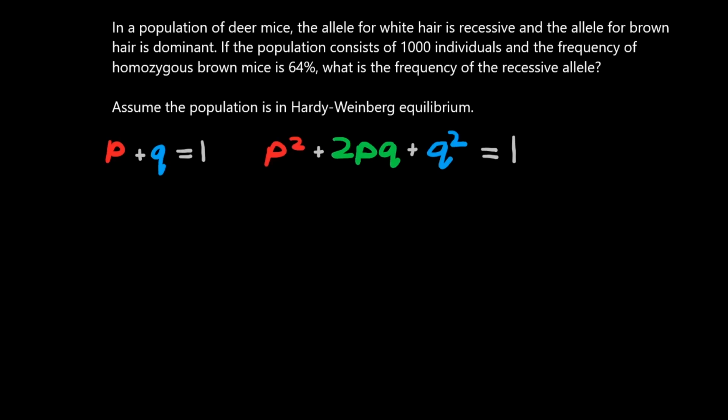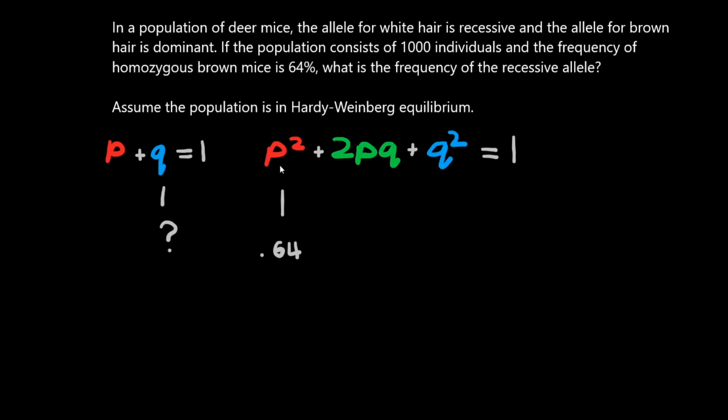I'm just going to rush through a bunch of problems here, so feel free to pause the video if you want to read the actual question. We are only given the homozygous brown mice frequency, and that corresponds to p squared here. So p squared is 0.64. And what we're looking for is the frequency of the recessive allele. So in the other equation, we're looking for q here.